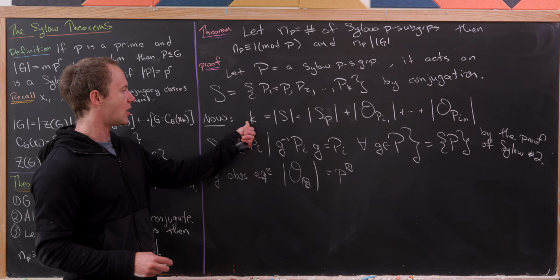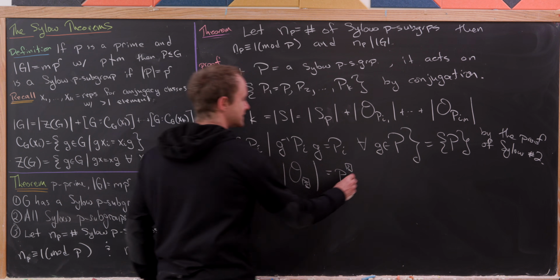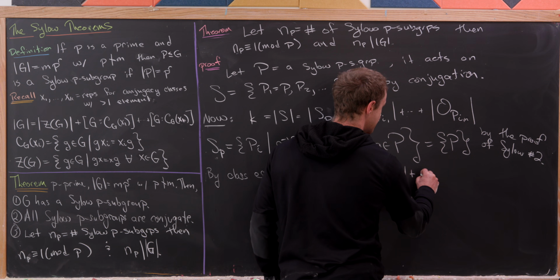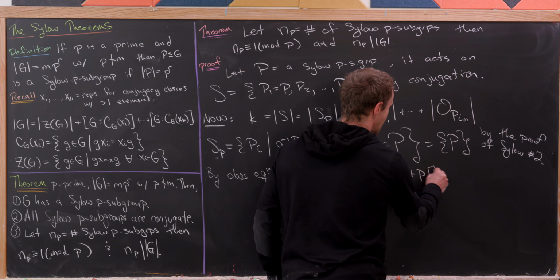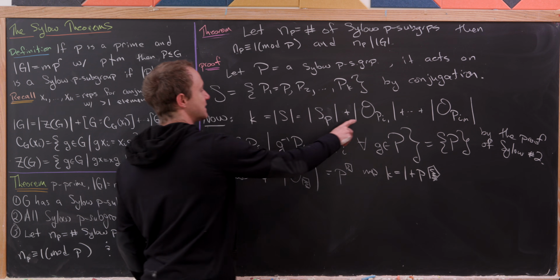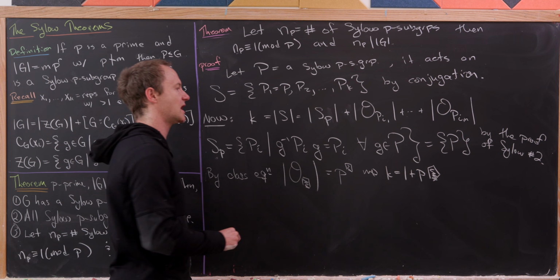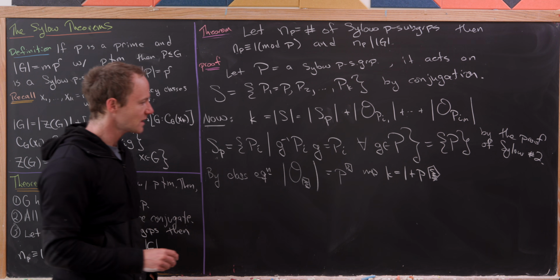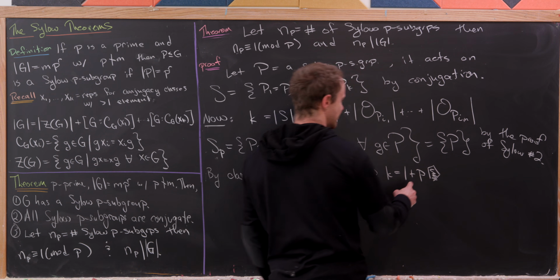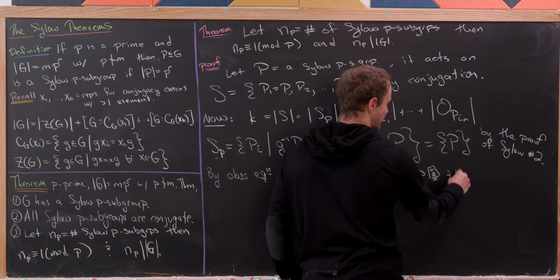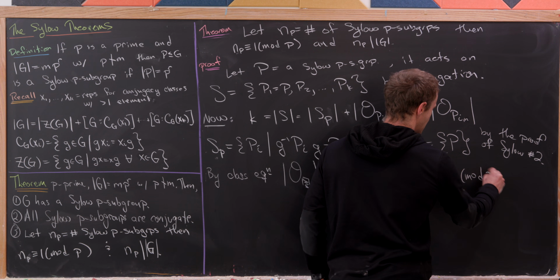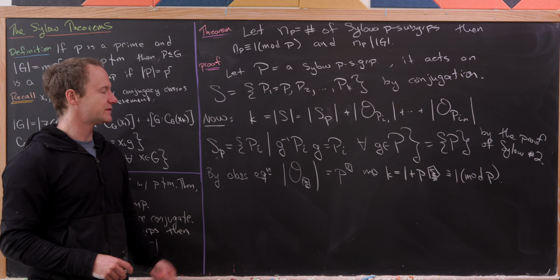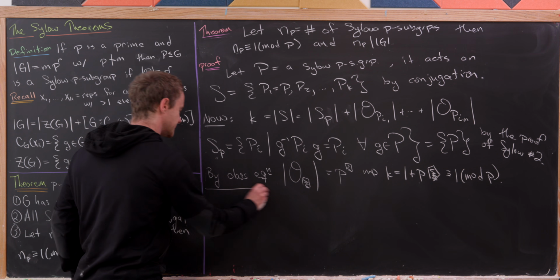But then if we put that all into this class equation, observe that we have k is equal to 1 plus p times a bunch of stuff. That's because all of these are powers of primes, so if you add them together, you get a multiple of the prime. But then if k is equal to 1 plus p times something, that's pretty clearly congruent to 1 mod p as needed. That's this first result. Okay, so now let's get on to that second result.